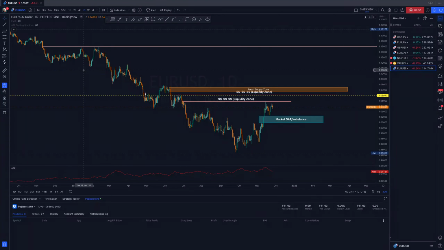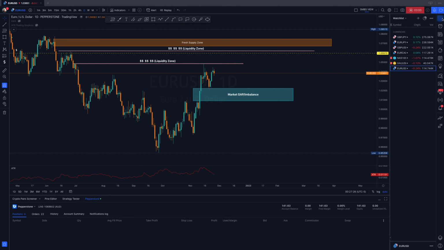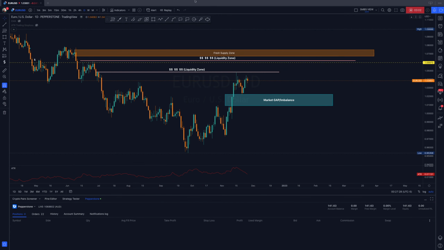If you go upwards, you can also notice another supply zone. This was a supply zone before this move started going here. But for the purpose of this analysis, we're only going to look at here. So price started from here going down. And there's also another small supply zone which covers this area of liquidity.